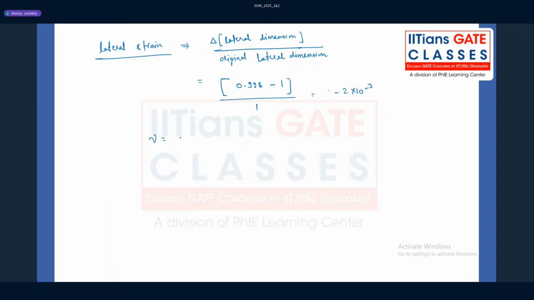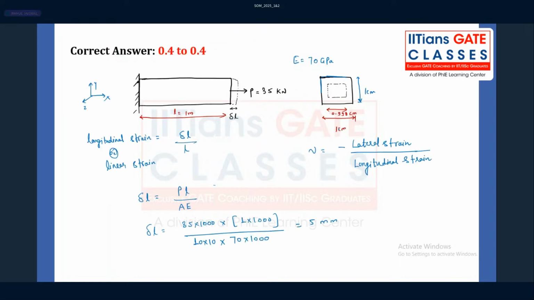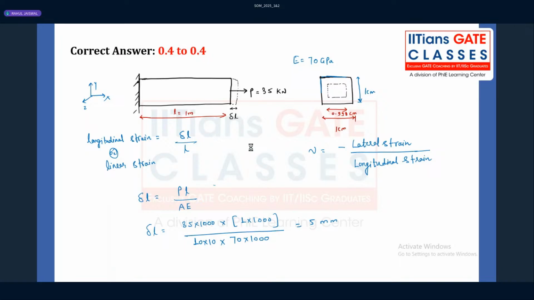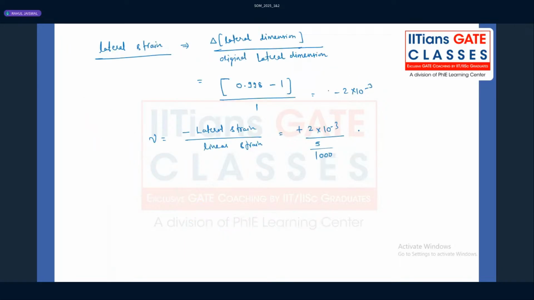Now the Poisson ratio is minus of lateral strain to the linear or longitudinal strain. So minus minus will become plus, and the linear strain is delta L upon L, which is 5 upon 1000. So it is 2 by 5, which gives you the value 0.4. So 0.4 is the correct answer for this question. Please try to see it.